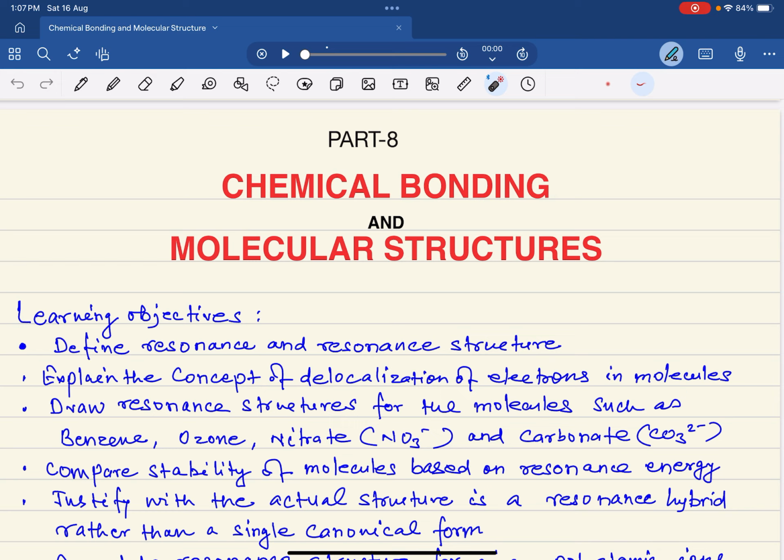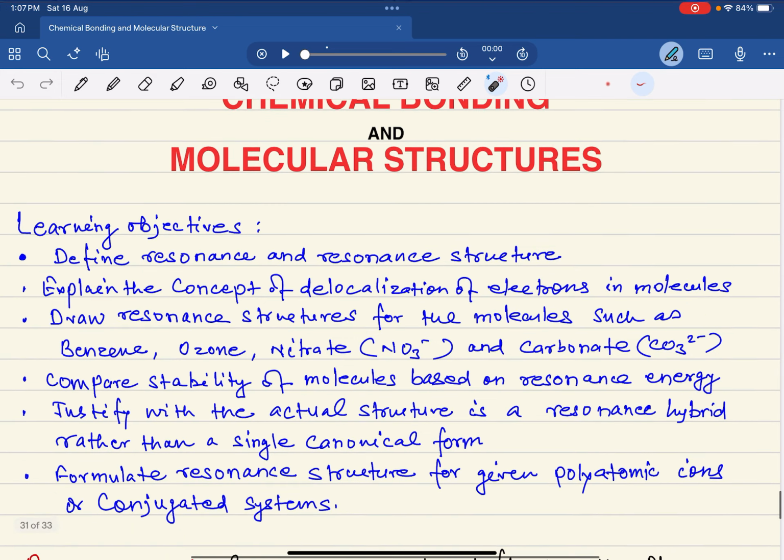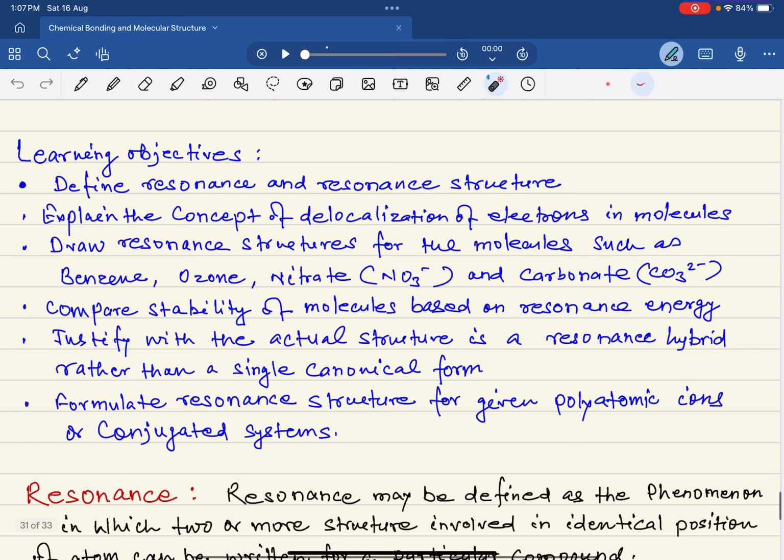Today we are going to talk about chemical bonding and molecular structure. The 8th part is resonance. The learning objective of resonance: define resonance and resonance structure.